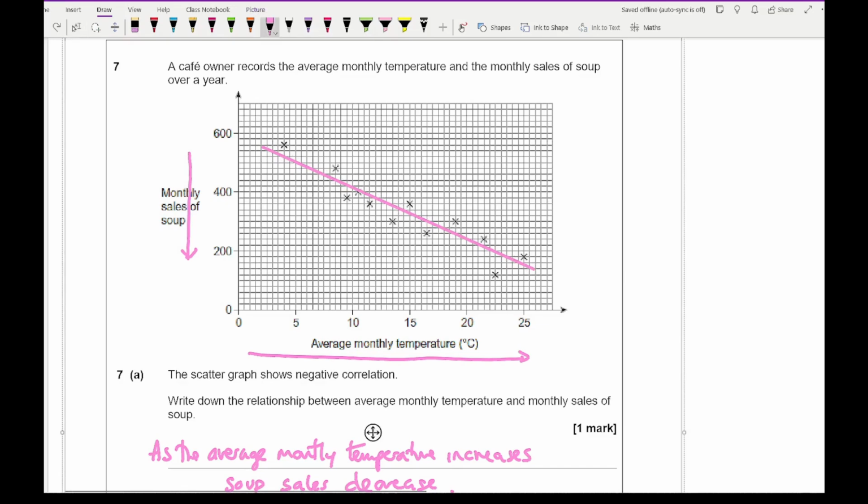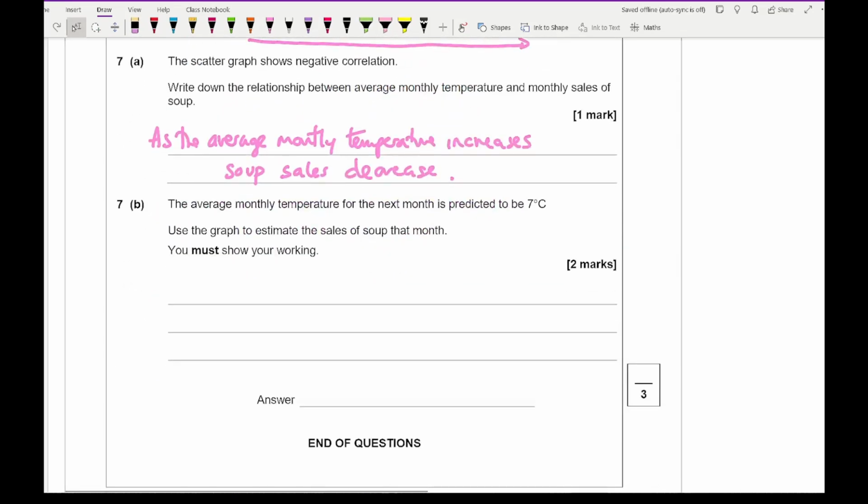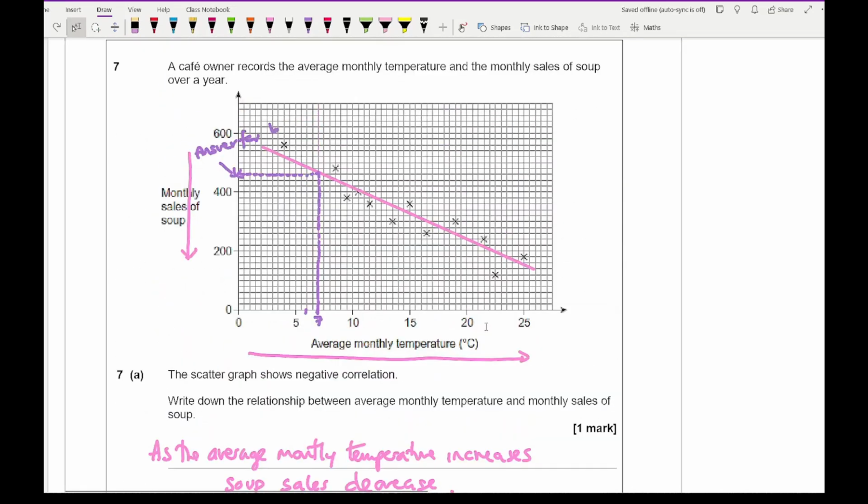Then what I need to do is find 7 along the horizontal axis. Each little box of 2 represents 1. So there's my 7. Then I draw a line, and make sure that you are drawing these lines on your graph, because they will give you the marks for it. And as soon as it hits your line of best fit, this answer here is your answer for part B. I make that out to be roughly around about 480, maybe. But I would say any answer, whatever value this is, they would accept for the 2 marks.